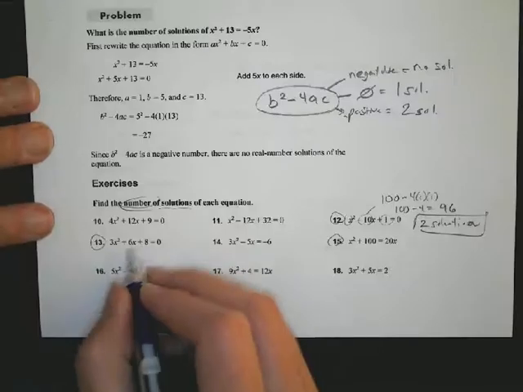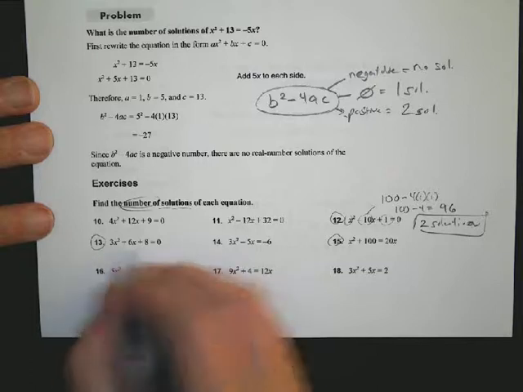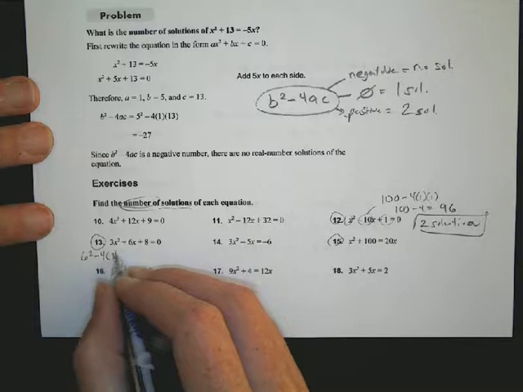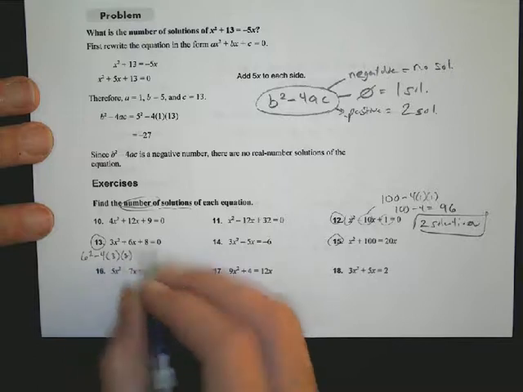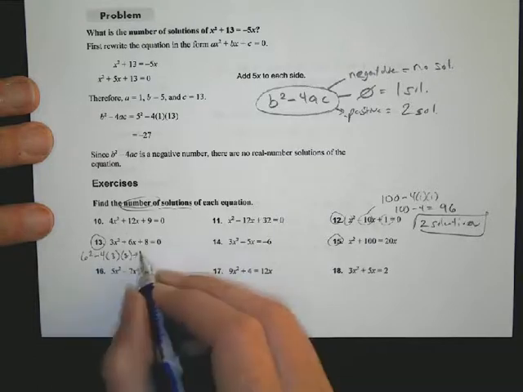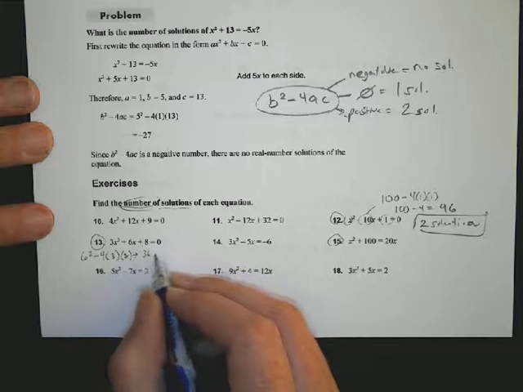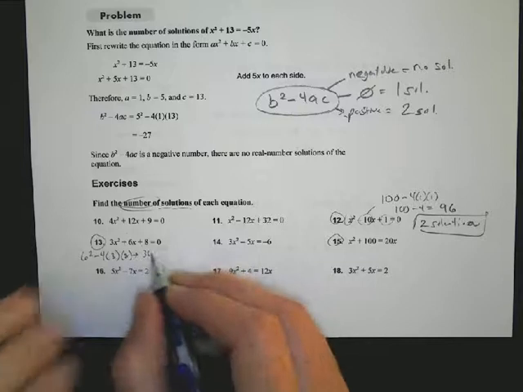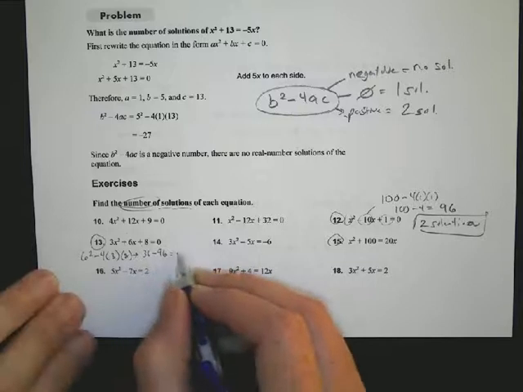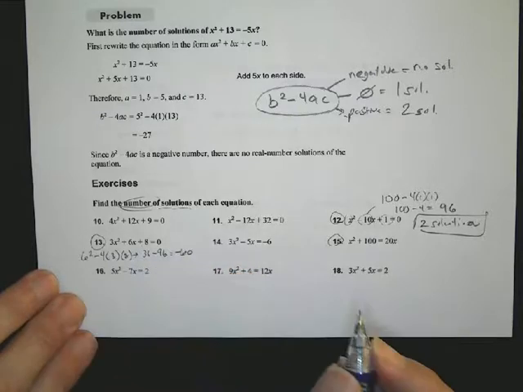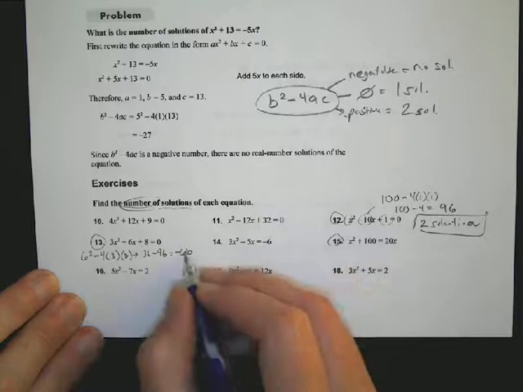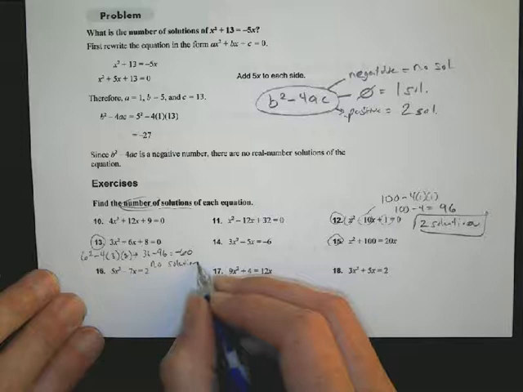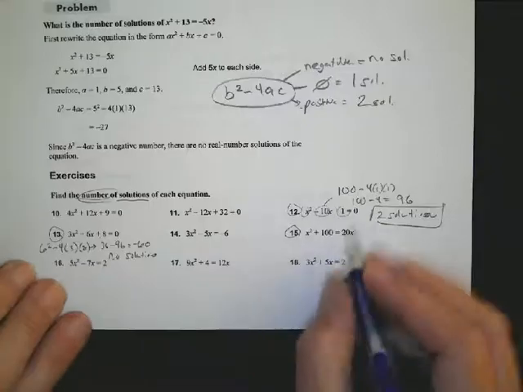Down over here, number 13. Okay, so we have b squared, so 6 squared minus 4 times 3 times c, which is 8. And that becomes 36, since 6 squared is 36. A negative 4 times a 3 times an 8 is actually negative 96. So I end up with a negative 60 as my answer. Because I have a negative number as my answer, this means there are no solutions.